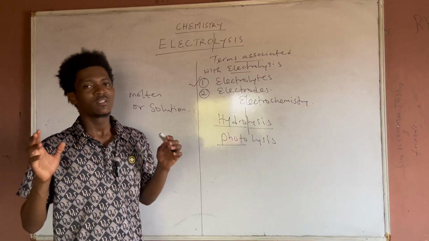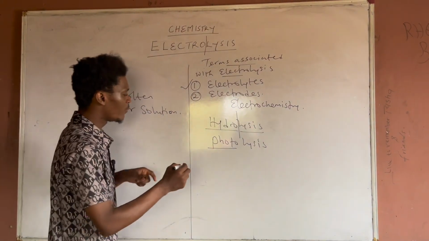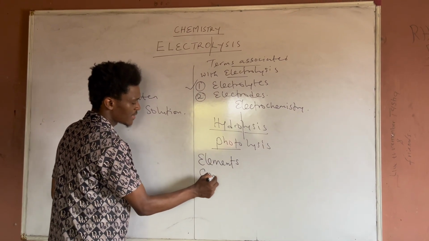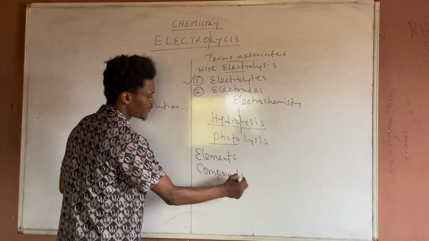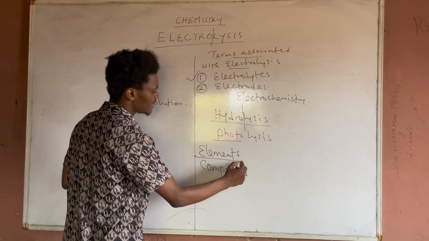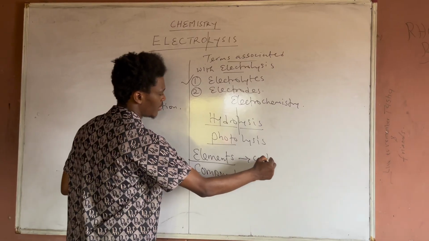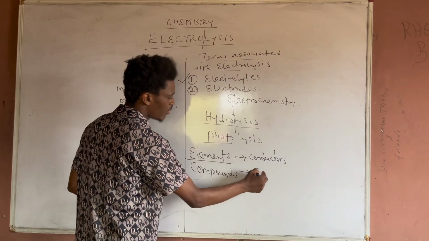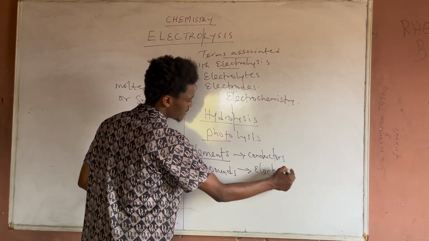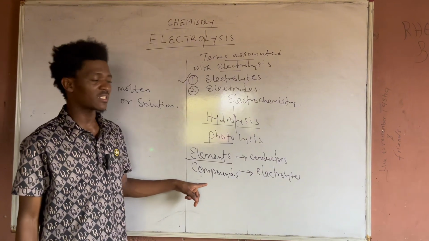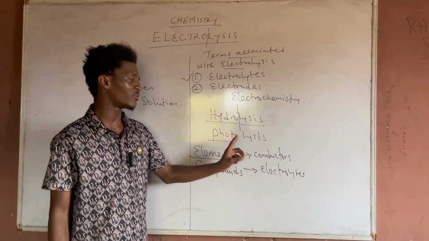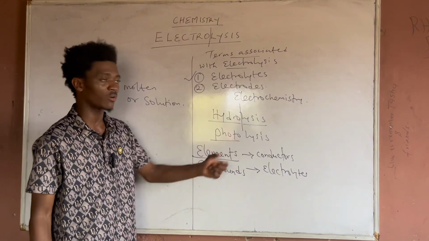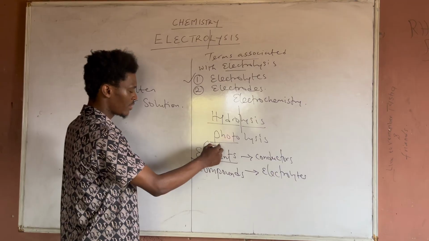All right. Now, don't get this wrong. We have elements that conduct electricity and we have compounds that conduct electricity. Pay attention to this. Elements that conduct electricity are called conductors in the world of chemistry, while compounds that conduct electricity are called electrolytes. Don't forget this, please. Of course, the good majority of elements that can conduct electricity are metals.